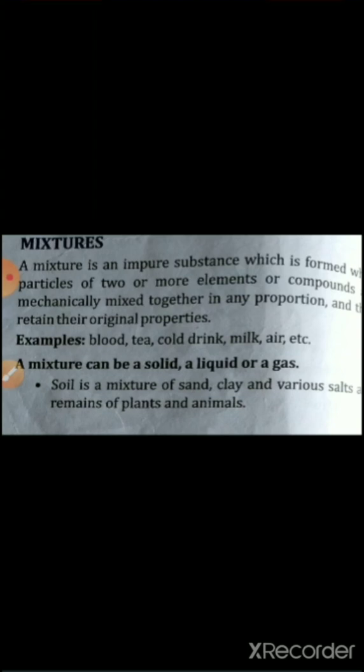A mixture is an impure substance, that means not in pure form. Some things are added to that substance, making it impure, and it is formed by the particles of two or more elements or compounds. In a mixture, two or more elements or compounds are mixed together in any proportion.